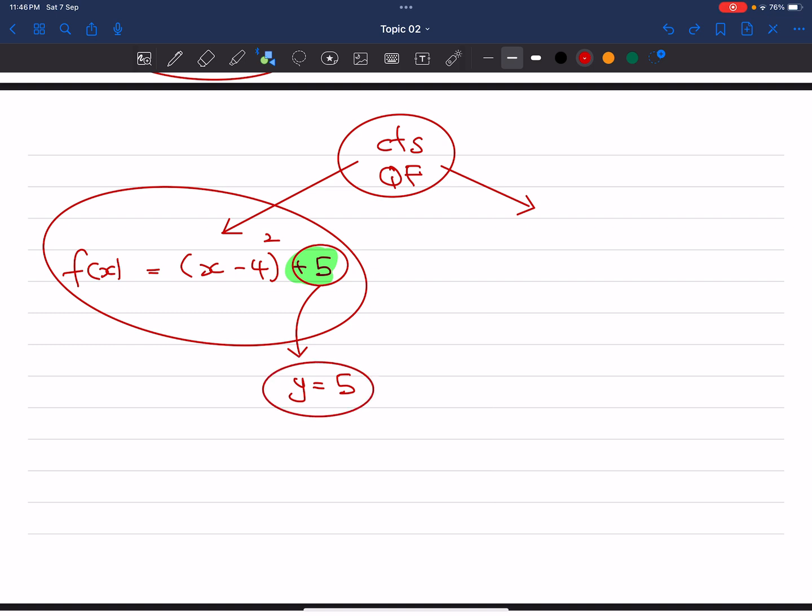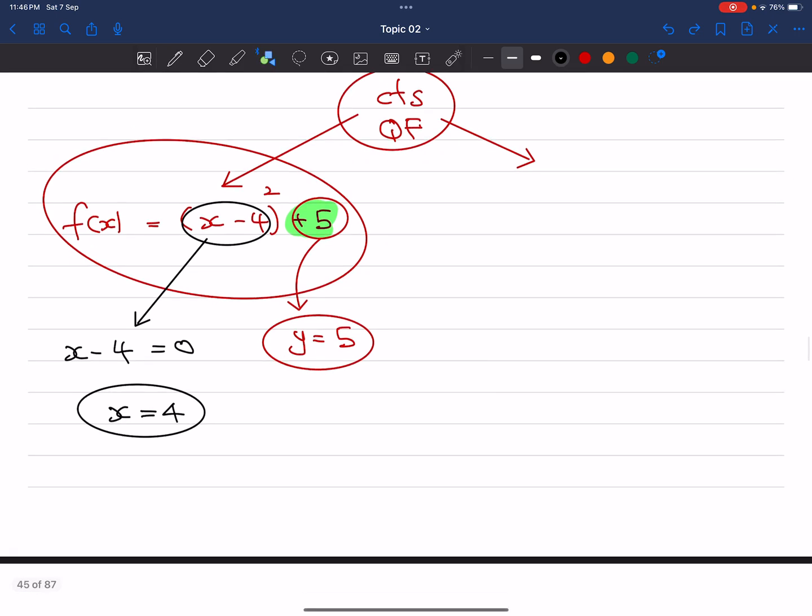And to get the x coordinate, go inside the brackets and make it 0. So x minus 4 equals 0. Therefore, x is 4. So I have got the x coordinate and the y coordinate. So x is 4, y is 5. But is it a minimum point or a maximum point?